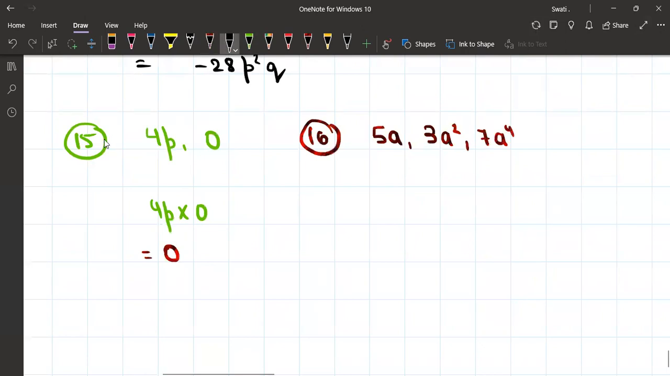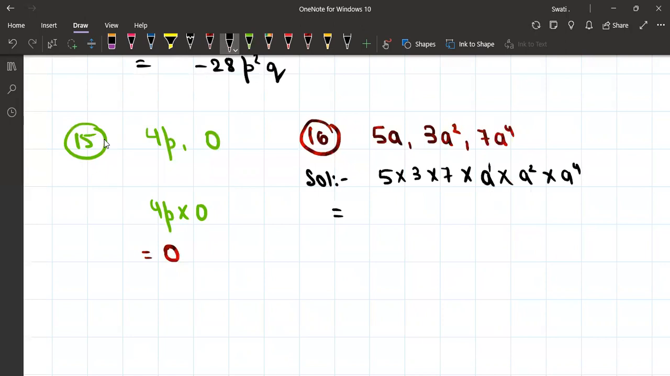So here my advice is, because you have understood the basic thing, let us multiply the numbers. That means 5 times 3 times 7. And then multiply the other terms that you can see. So a times a squared times a raised to 4. Remember here a raised to nothing, that means 1 only. Now what is 5 times 3 times 7?